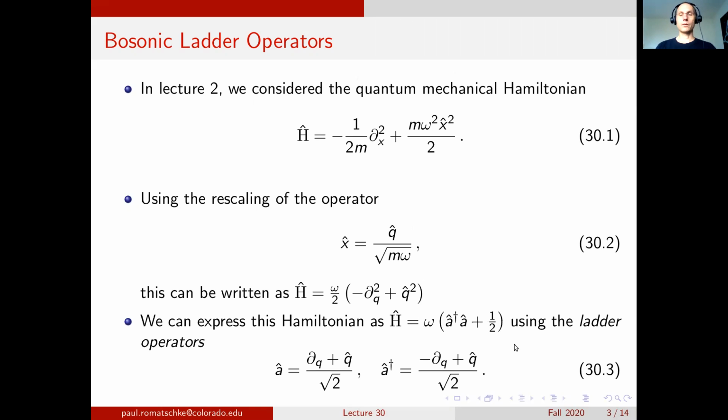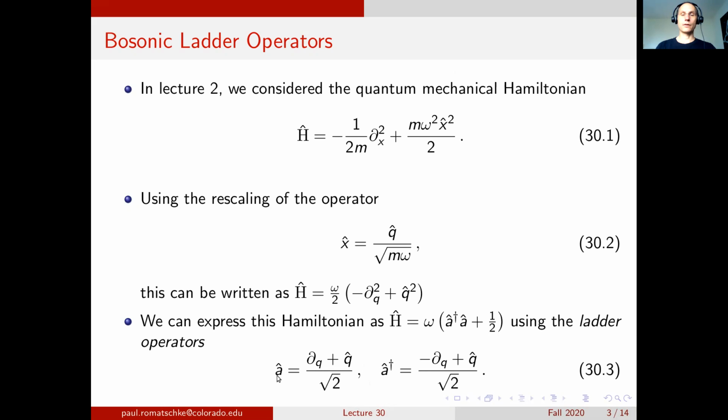We can further rewrite this Hamiltonian by introducing the ladder operators a hat and a hat dagger that are given by the expression 30.3 here. And if we do that, one can verify that the Hamiltonian can be written in the form omega times a dagger a plus 1/2. These ladder operators a and a dagger fulfill certain commutation relations.